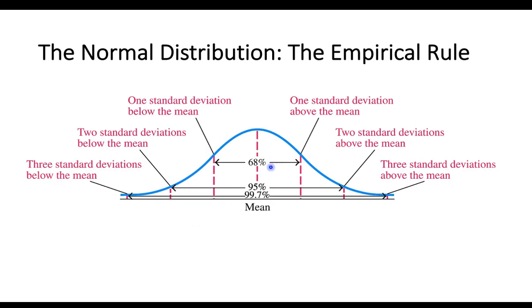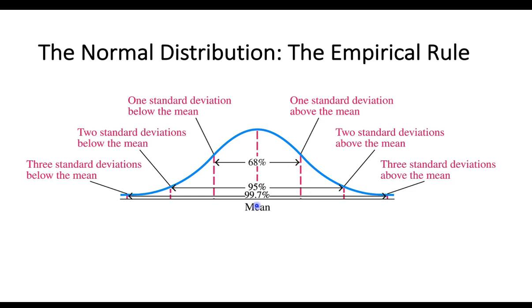Some other characteristics, and this has to do with the empirical rule, is that 99.7% of all the data is going to be within 3 standard deviations of the mean. 95% is within 2 standard deviations, and 68% is within 1 standard deviation of the mean.